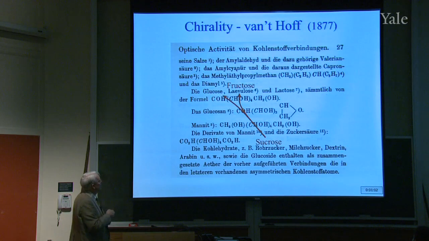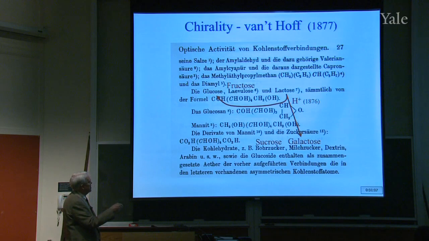Okay, he also mentioned lactose, and it was found in 1876 that lactose treated with acid gives also glucose, but another one called galactose, which comes from the Greek word for milk. So it's called milk sugar in German. So lactose obviously came from milk. 5% of milk, I think, by weight is lactose sugar.